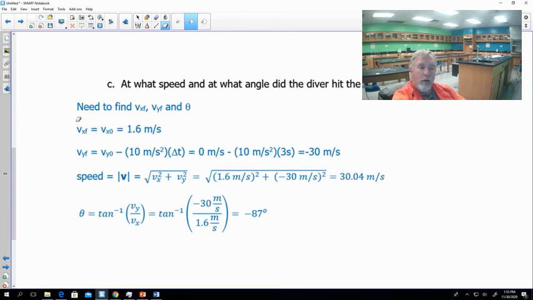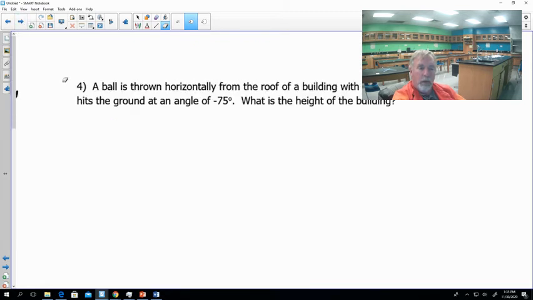Let's move on to our next problem. Problem number 4. A ball is thrown horizontally from the roof of a building with a speed of 7.2 meters per second. It hits the ground with an angle of negative 75 degrees. What is the height of the building? Now, this one's a little harder. But I want to show you that if you follow our process, you can figure it out pretty easily.